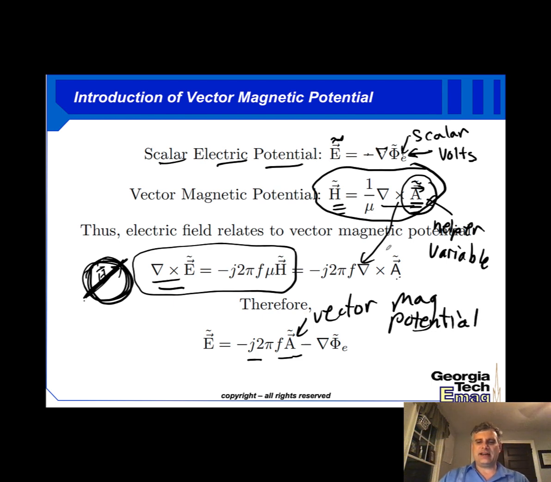Now, why is that? Look at this. I've got a curl of E is equal to all this stuff minus j 2 pi f. This is a constant. These are all constants, not functions of space. So I can take them out of the curl here, or I could move them in. It wouldn't really matter. And then I have the curl of A.